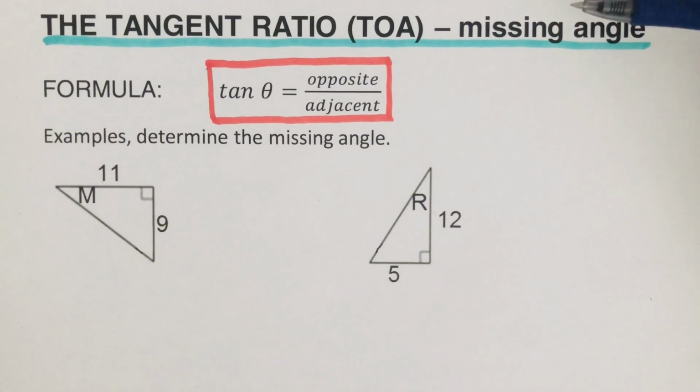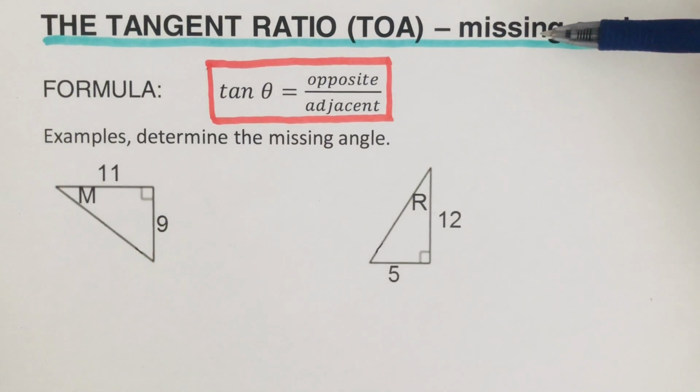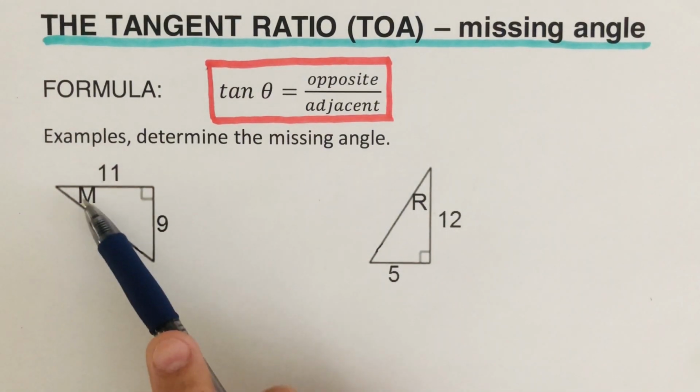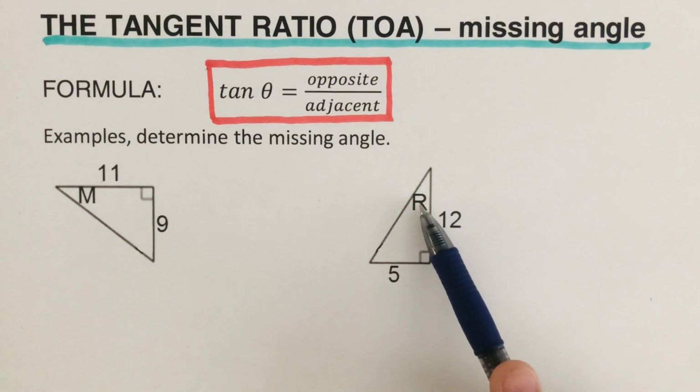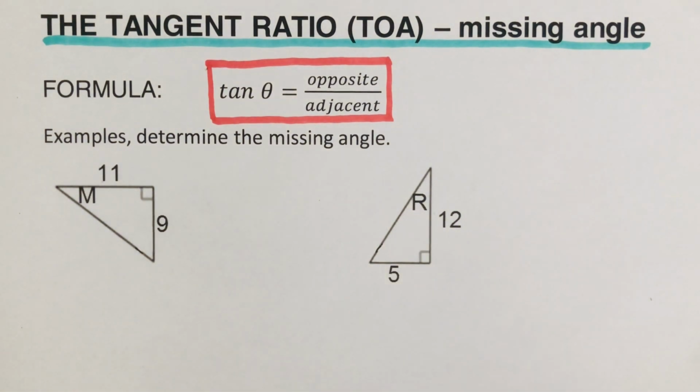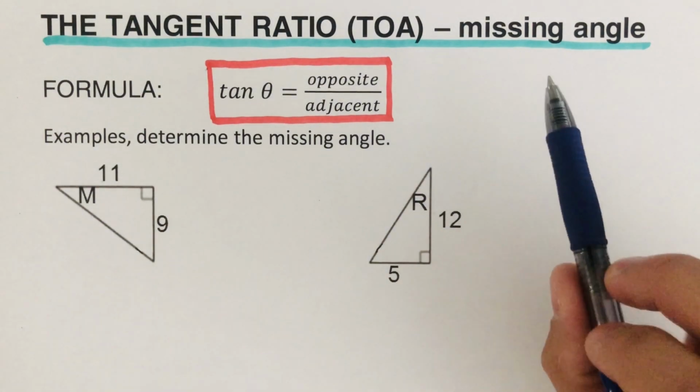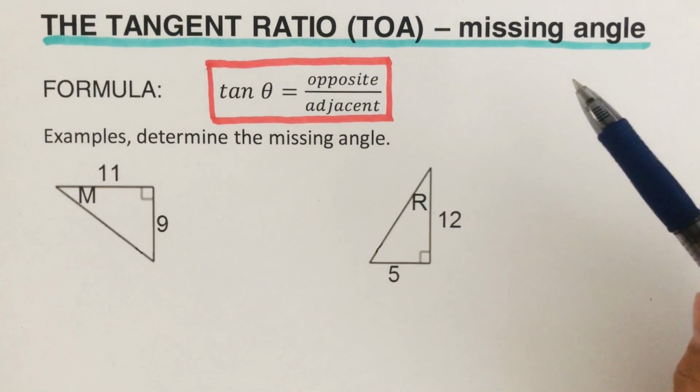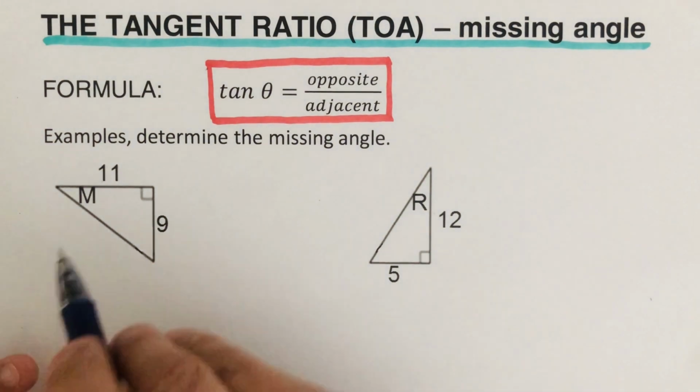This video would focus on how to find the missing angle, but there is another video as well that talks about how to find the missing side. As you can see here, M is missing and then angle R is missing. So the missing parts are the angles. I will put the link of the video that talks about how to find the missing side in the description box below. So it's pretty much the same thing.